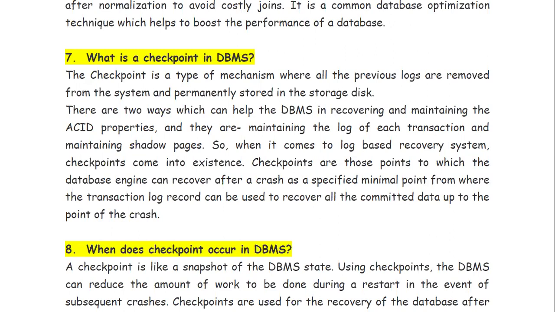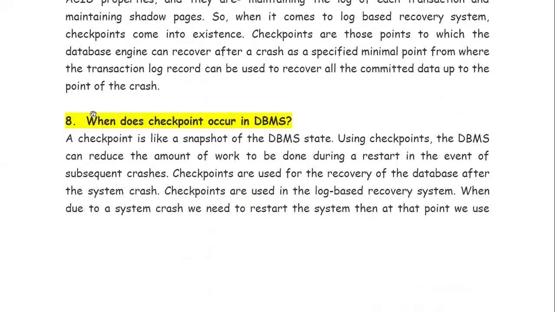So this is a mechanism where all the previous logs are removed from the system and permanently stored in the storage disks. Then when does the checkpoint occur in DBMS? A checkpoint is like a snapshot of the DBMS state. Using checkpoints, the DBMS can reduce the amount of work to be done during a restart in the event of subsequent crashes. Checkpoints are used for the recovery of the database after a system crash. So even if you forget everything, don't forget this line.